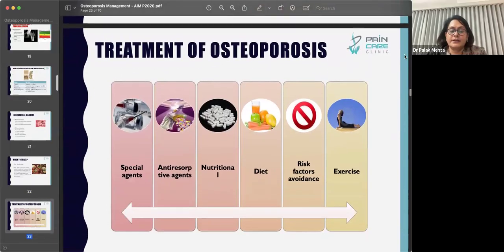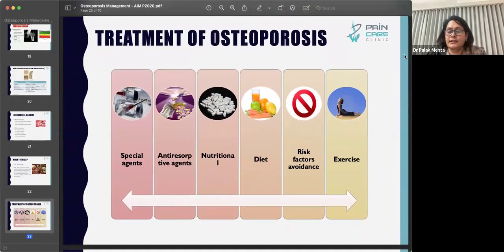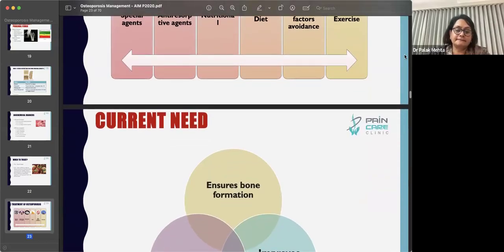Next slide. So treatment of osteoporosis is a multimodal approach. It starts with diet and nutrition, then avoidance of risk factors, guarded back strengthening exercises within the permissible range of movement, anti-resorptive agents, and certain special agents. Next slide, please.